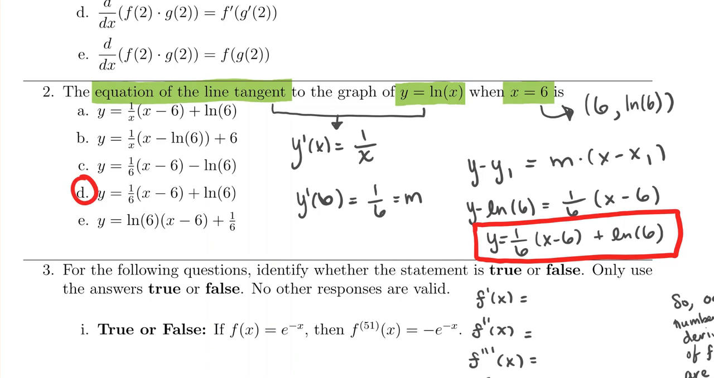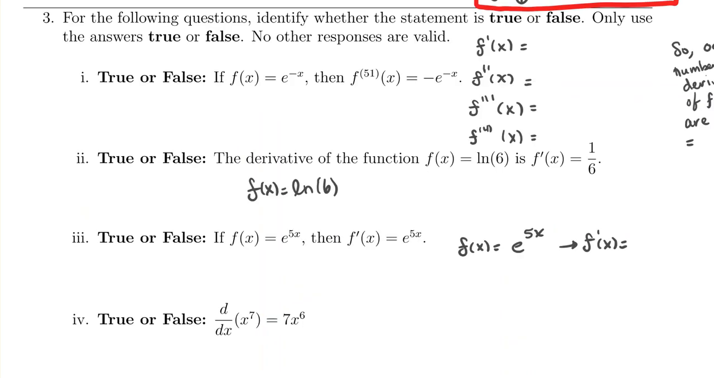Now let's look at question 3. For problem 3, we have 5 different statements, and we're supposed to identify whether they're true or false. The first one is if f of x is e to the negative x, then the 51st derivative is negative e to the negative x. So here I recommend we work through the first few derivatives off to the side, see if we can establish a pattern.